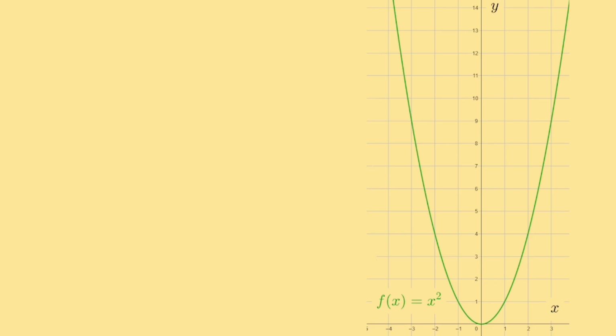Here's the graph of the function f of x equals x squared. For any given value x on the x-axis, we get a y value back, inserting the x value into the function. X equals 1 is paired with y equals 1 squared, which is 1. 1, 1 is a point on our graph.